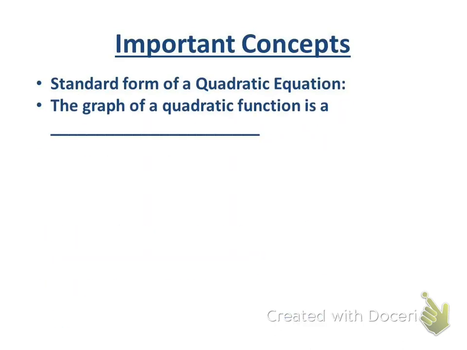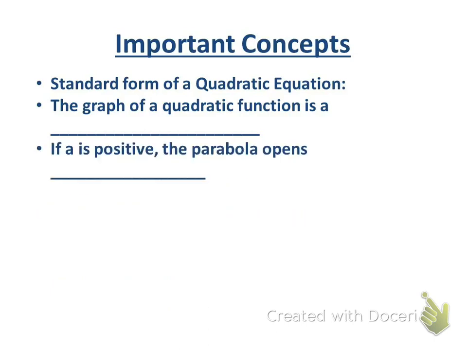Okay, quadratic equation. The graph of a quadratic function is a parabola. That was one of our bell work questions. It's important to remember that. The graph of a quadratic function is a parabola. If a is positive in the standard form, the parabola opens upward, right? We always know that. So it's going to open upward and have a U shape that would hold water.